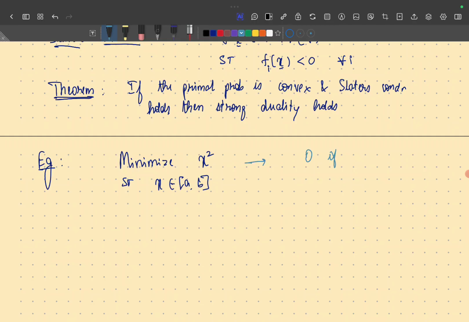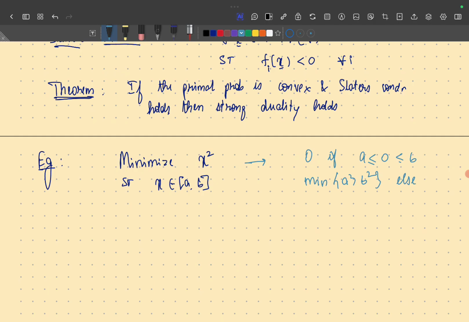So this is 0 if a is less than or equal to 0 less than or equal to b, and it's equal to min of a square, b square otherwise.